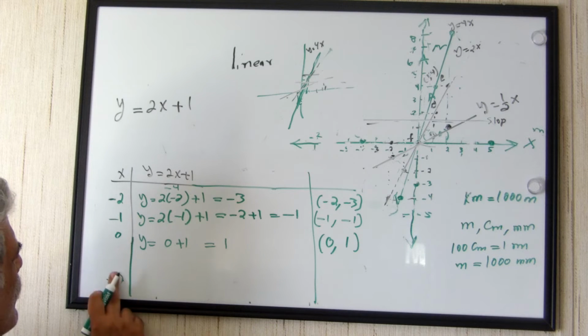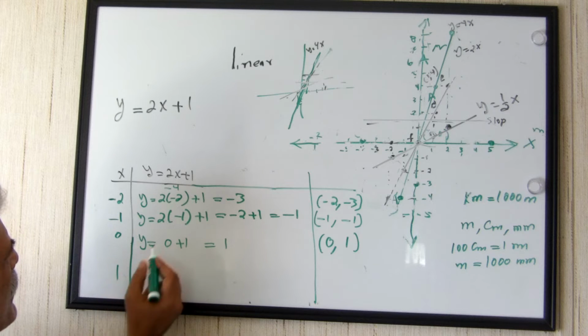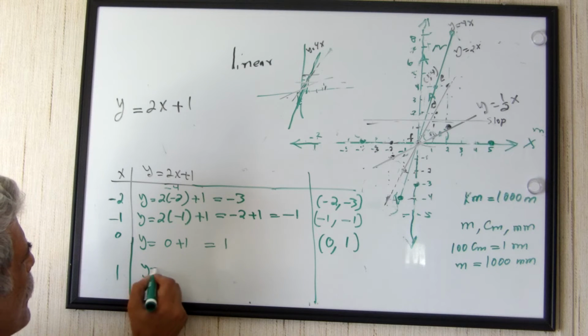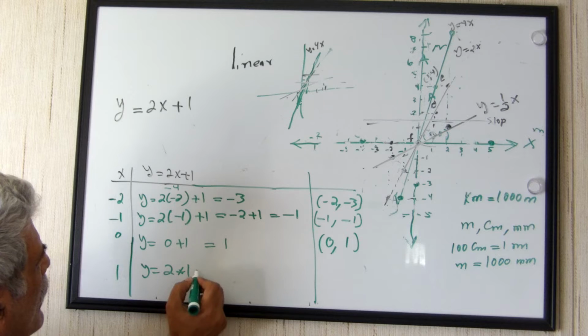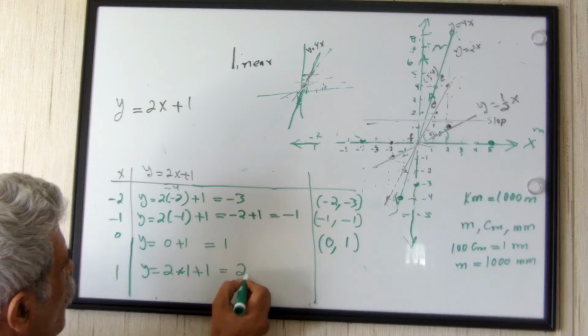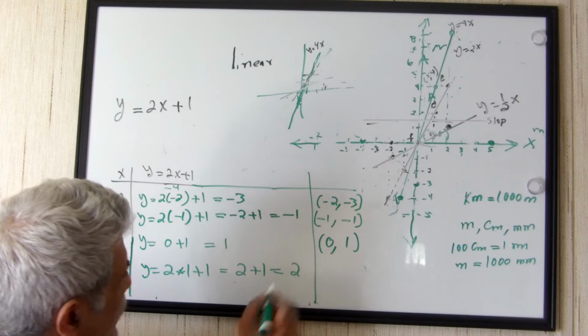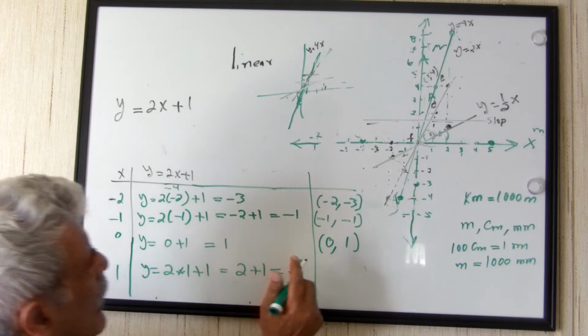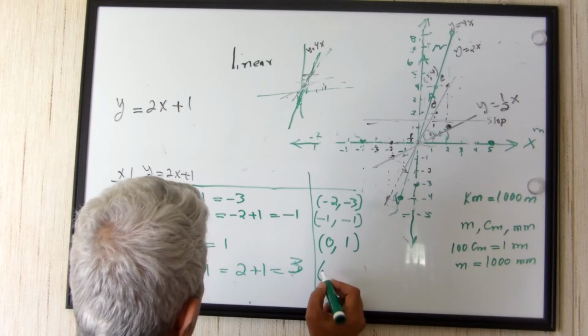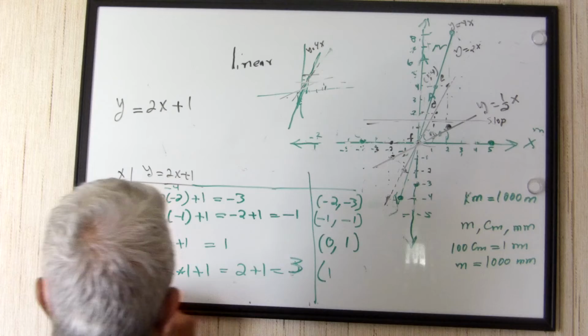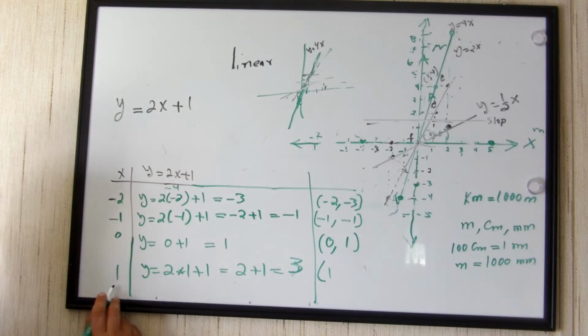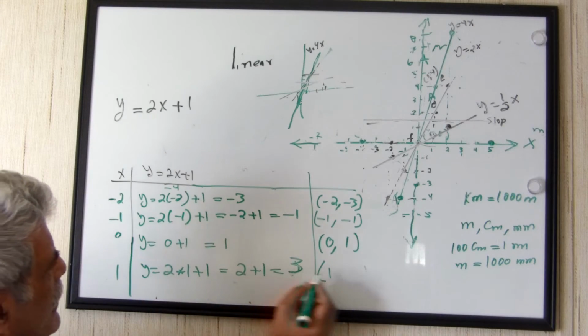If x is equal to 1, let's find y. y equals 2 times 1 plus 1, which is 2 plus 1, equal to 3. I'm sorry, so the other point is going to be x is 1, and then y, we find, is 3.